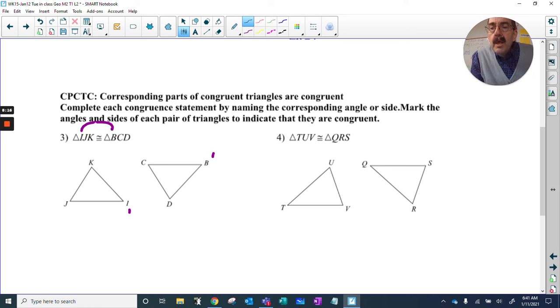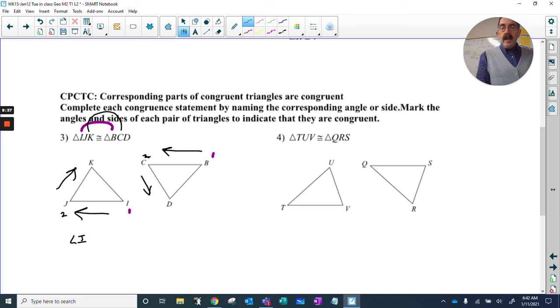Then we go J, C. Got it. We're going to go this direction and this direction. B, C, D, I, J, K. Let's just write them out. Angle I is congruent to angle B. J to C. Angle J is congruent to angle C. Angle K is congruent to angle D.